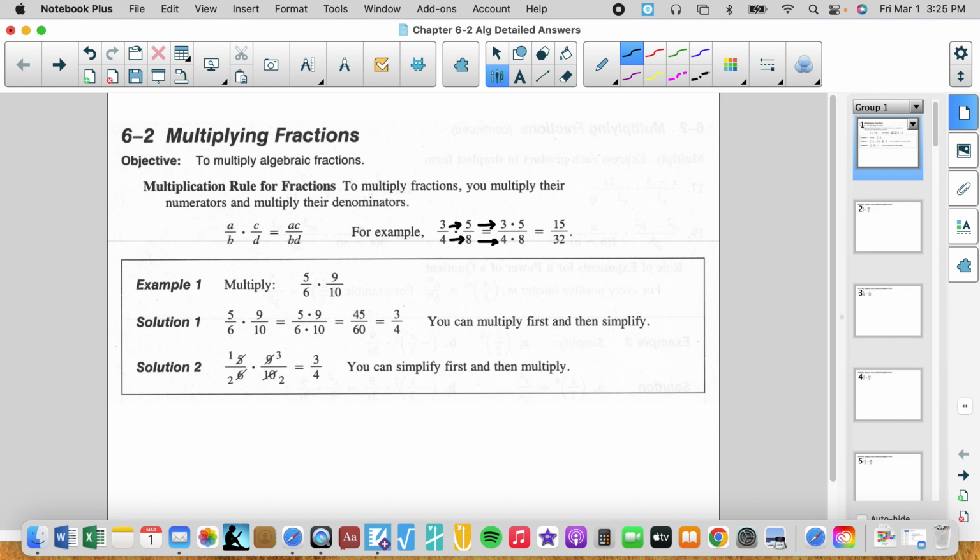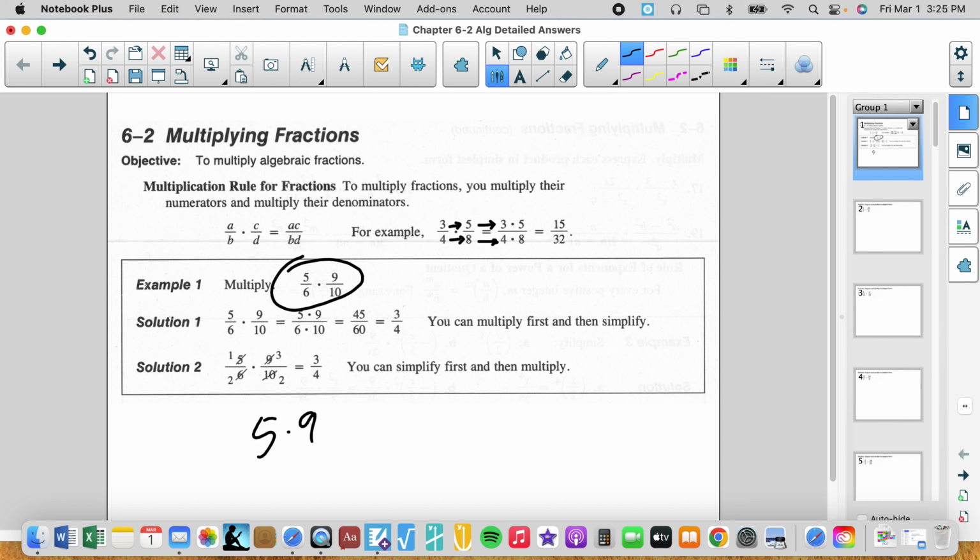Some students will break it into its prime factorizations. So you have 3 times 5, which is prime. 4 is 2 times 2, well, nothing cancels there. Yeah, that's a horrible example. This one's a much better one.